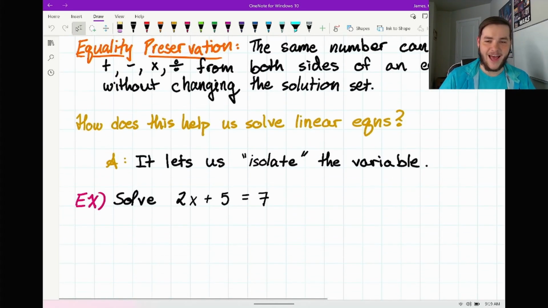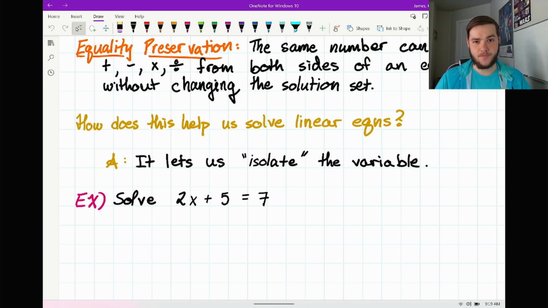Well, it lets us isolate our variable. In other words, the goal is to use this property to get our variable all alone on one side of the equation, so that everything on the right side tells us exactly what the variable should be. Let's take a look at how to do that in a really simple example here. Solve 2x plus 5 is equal to 7.